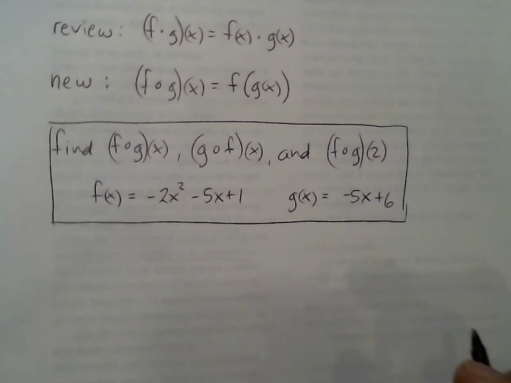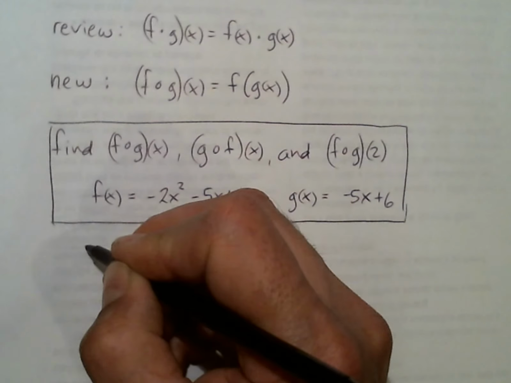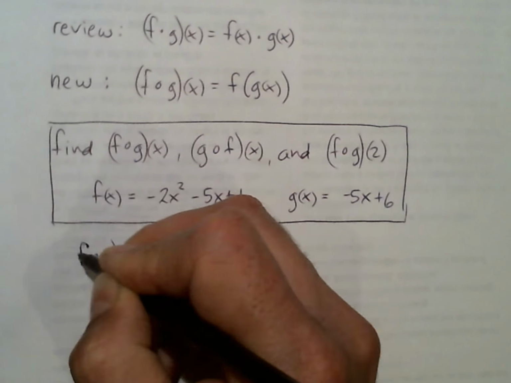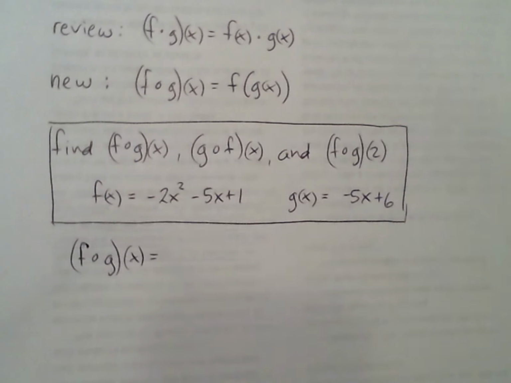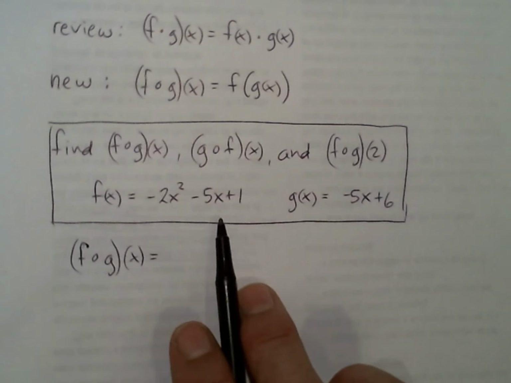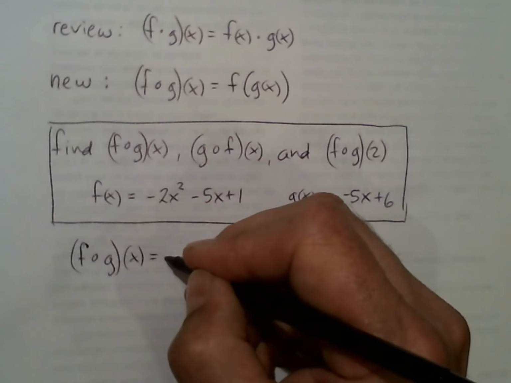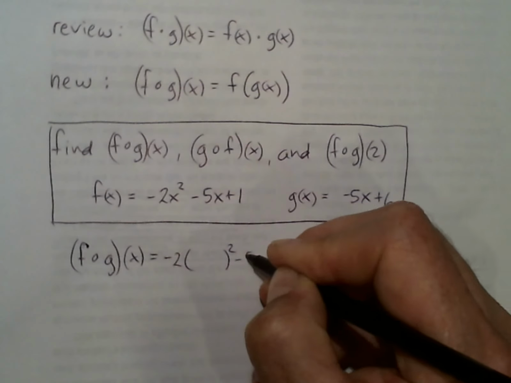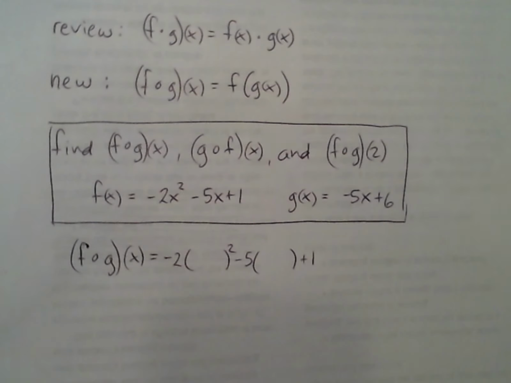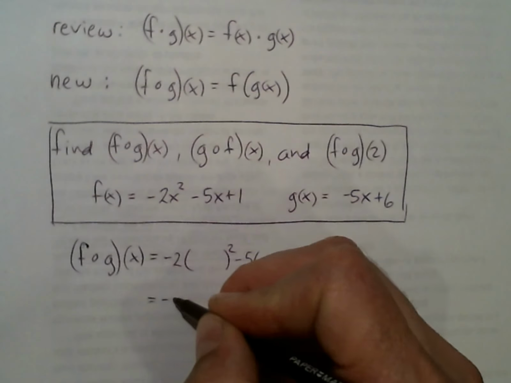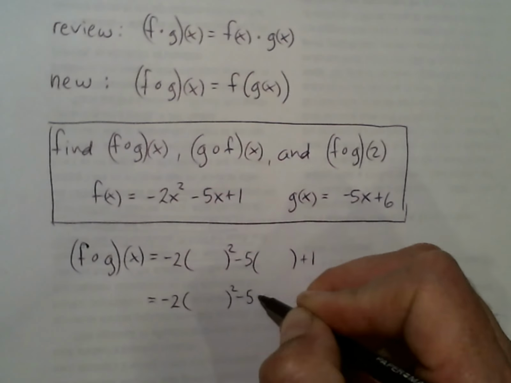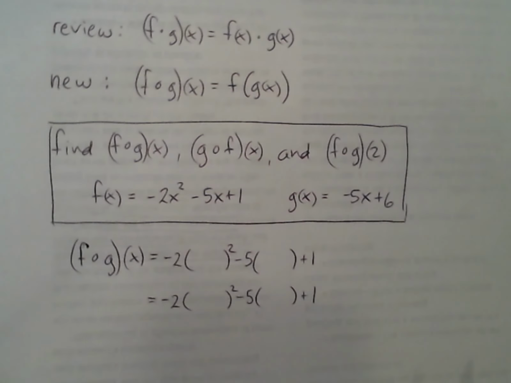So f of g of x, we'll do this one first. F of g of x. So this means we're going to put g inside of f. So a safe way to do this is to copy f, but we'll leave a space for the x. And then in the space we'll put g, whatever g equals, and that'll be negative 5x plus 6.